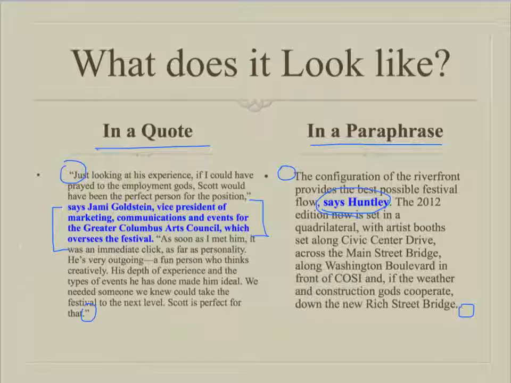In this case, he's talking about the configuration of the festival, and it provides the best possible festival flow, says Huntley. I don't know that it's the best flow. It doesn't matter whether it's my opinion that it's the best flow. It's Scott Huntley's opinion that it's the best flow. That's what makes it significant.